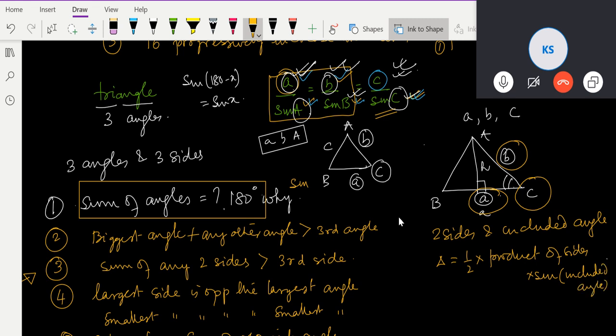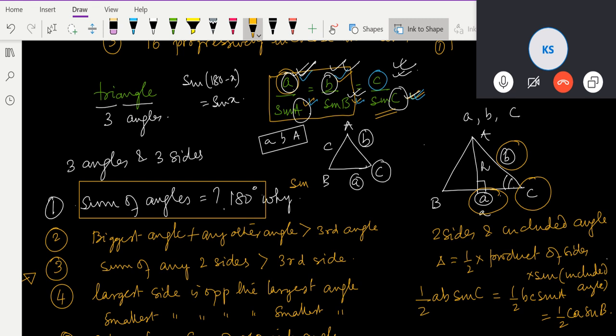And by similar logic, we can show that area can be half AB sine C, which can be equal to half BC sine A, which can be equal to half CA sine B. All are included angle and side combinations. Clear? Kushal, any doubts? No. It makes sense.